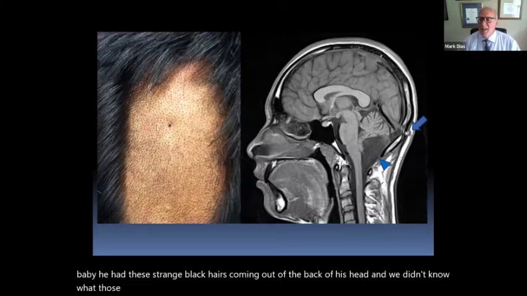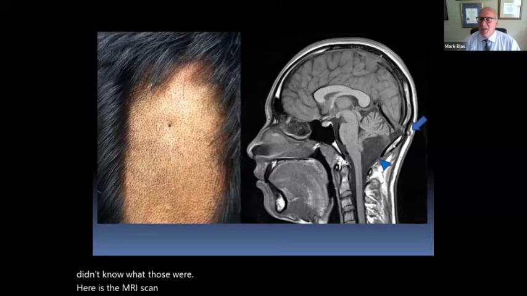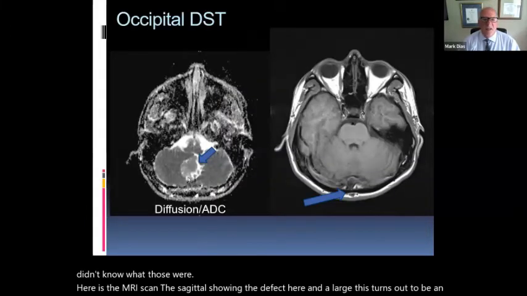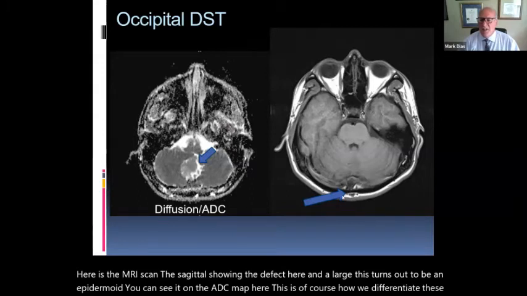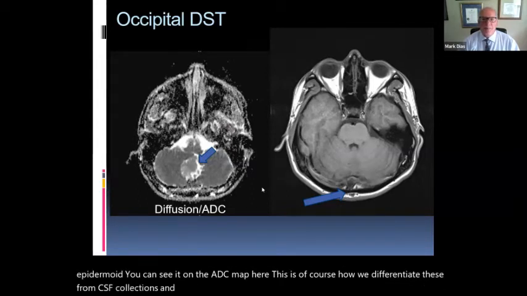Here is the MRI scan, the sagittal showing the defect here, and a large, this turns out to be an epidermoid. You can see it on the ADC map here. This is, of course, how we differentiate these from CSF collections. And you can see the tract coming in here.